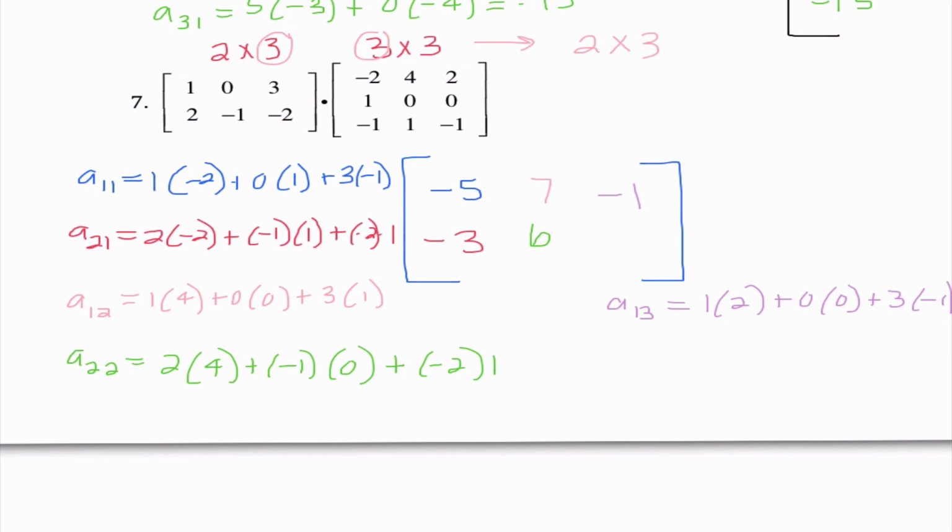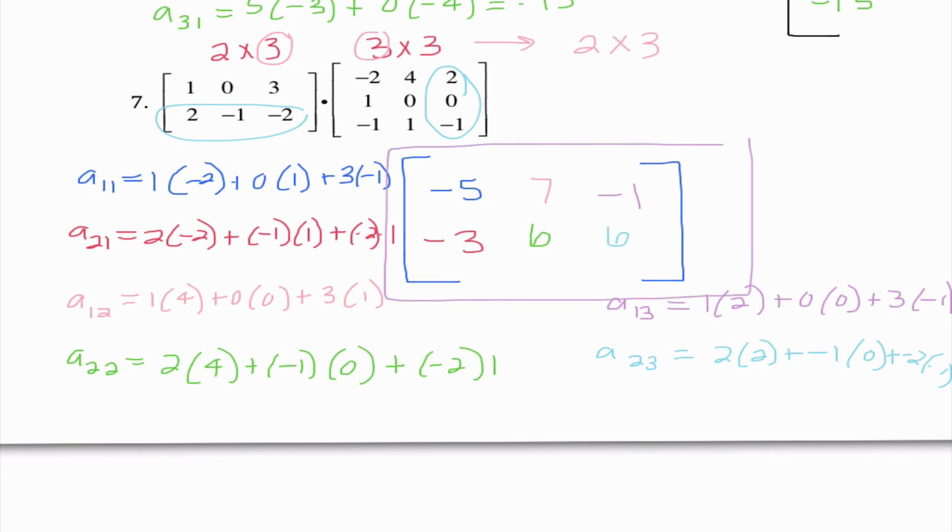And last but not least here, I'm going to do A sub 2, 3, which is row 2, column 3. Once again, I'm circling those. I'm going to do 2 times 2 plus negative 1 times 0 plus negative 2 times negative 1. So I have 4 plus 0 plus 2, so I get 6. So this is my final answer. Notice my final answer does indeed have 2 rows and 3 columns.